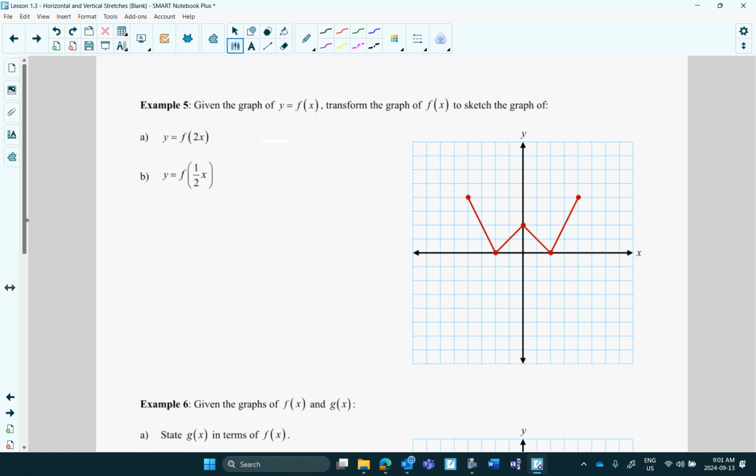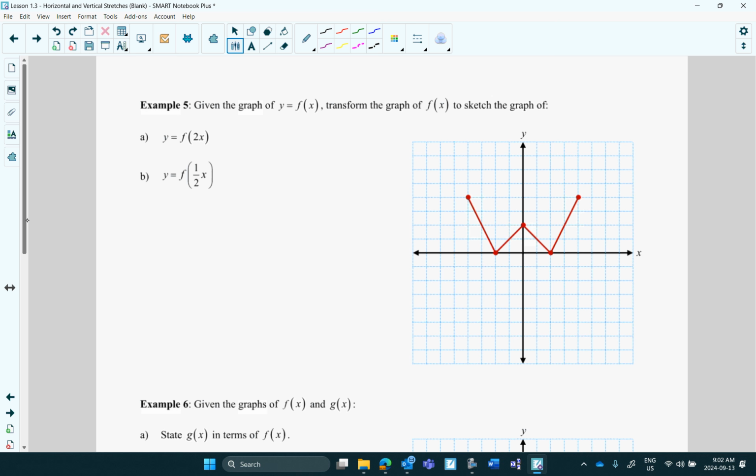So now let's go back and see what happens with this W again. But now, notice where the 2 is. The 2 is not in front of the f. The 2 is inside the function. That means horizontal when it's inside.